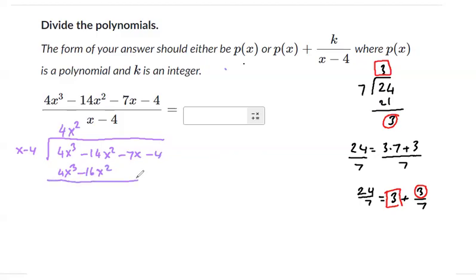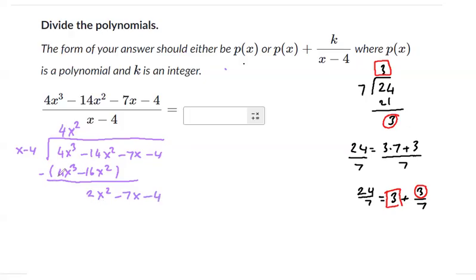And then we do the subtraction. If you feel better writing that subtraction, you may do so, or you can skip writing this and just subtract. When you subtract this from that, you get 0, no need to write it. But this negative will become positive because we are subtracting. So negative 14 plus 16 is just 2x squared. And then there are some other terms we just need to bring down: negative 7x minus 4.